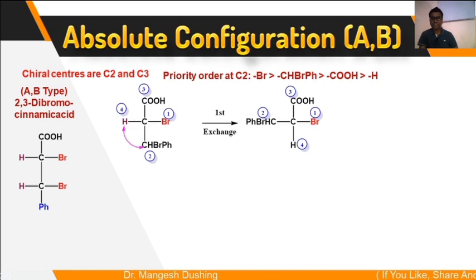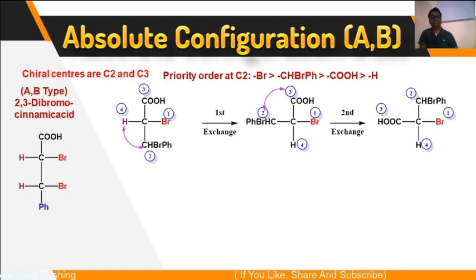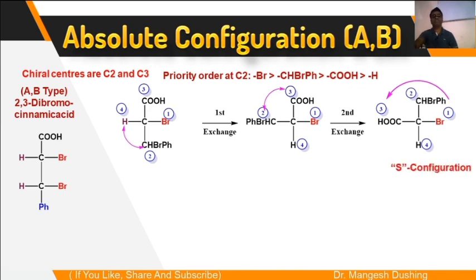Then the second interchange is to make the second priority group on the top. The top group is the third priority group. So there is the exchange between priority group 2 and 3, remaining will be the same. So this compound you will get after 2 exchanges. In this case, the 4th priority group is at the bottom. Then you have to see the top 3, 1, 2 and 3. Clockwise or anti-clockwise? Anti-clockwise. So the center is said to be S. So that center has an S configuration.